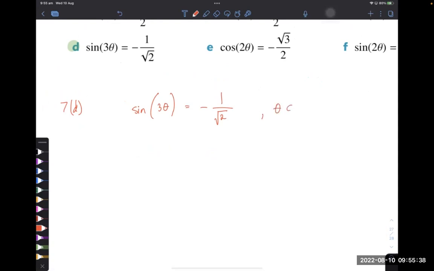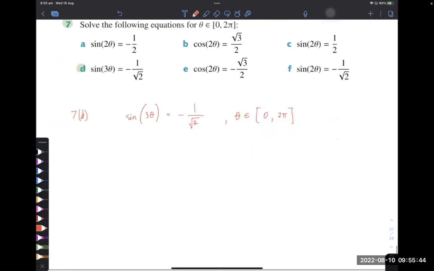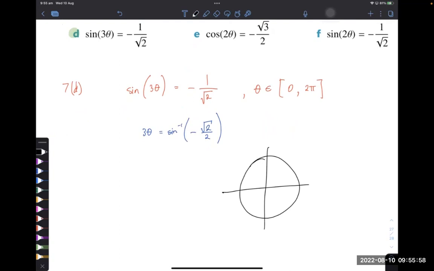Theta is between, sorry, I'm just writing the domain here, 0 to 2 pi. Take the sine across first, it becomes sine inverse of, I'm just gonna rewrite this as negative root 2 on 2, because I know. Oh, I'm just talking to myself. I'm a bit crazy like that.